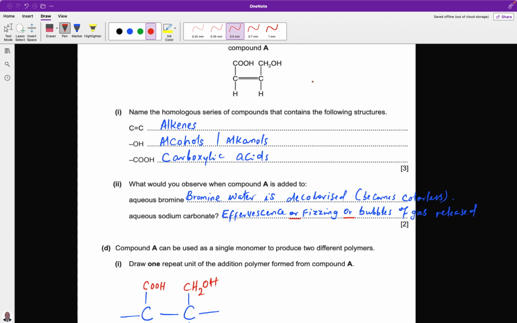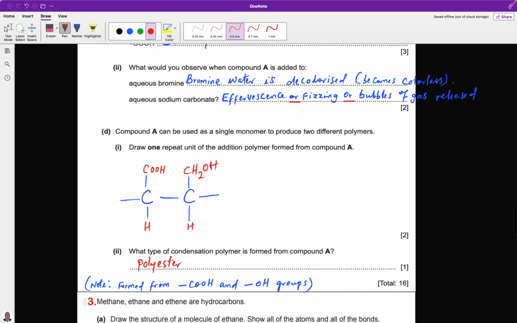So with carbonates, when carbonate reacts with acid, a gas known as carbon dioxide is always released. And that is observed from the bubbles of gas coming out from the test tube, or fizzing, or effervescence. So any of the words effervescence, fizzing, or bubbles of gas is acceptable. They mean one and the same thing.